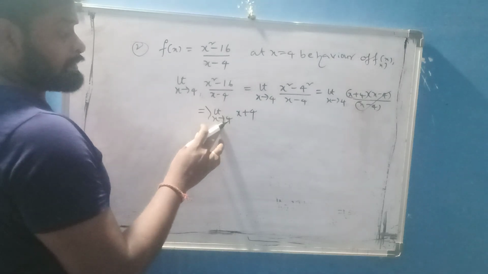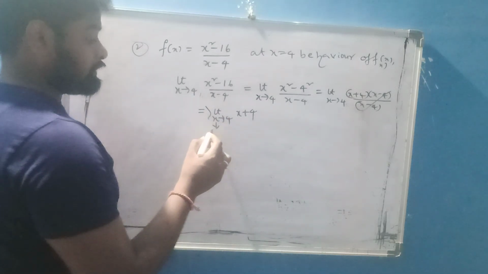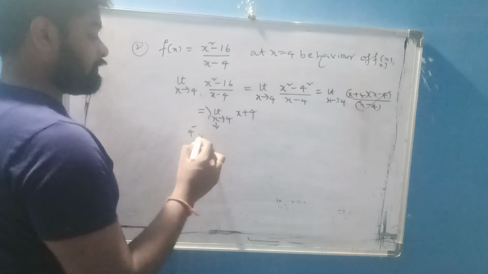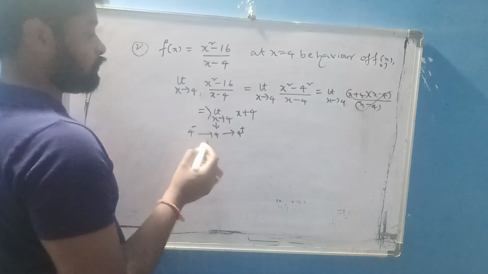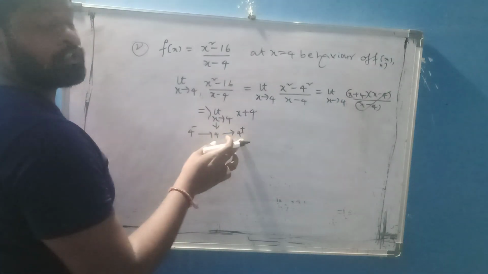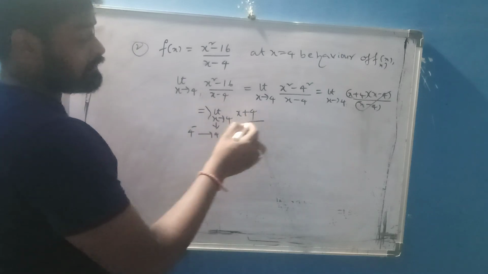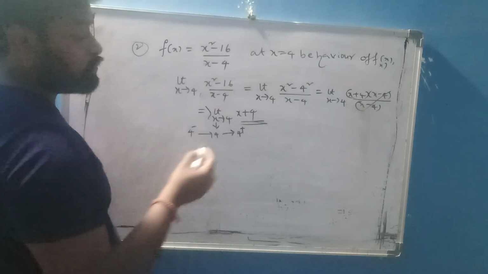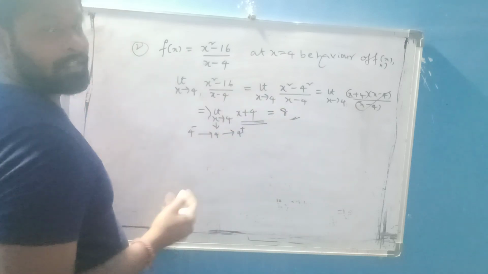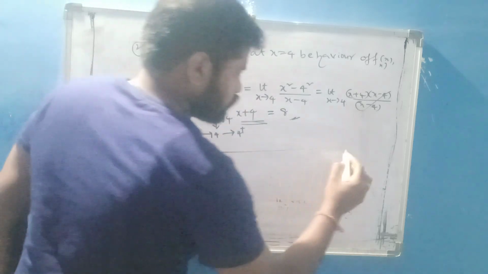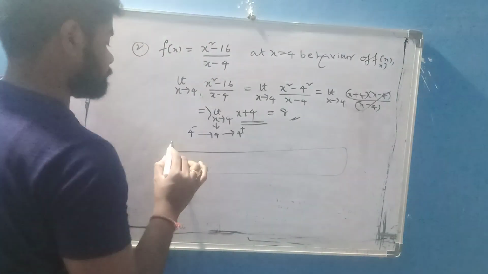Here at x equal to 4, we are taking neighborhood points. That is, 4 minus is the left neighborhood of 4, and 4 plus is the right neighborhood of 4. This is the left hand neighborhood, this is the right hand neighborhood. At 4 minus and at 4 plus, what is the value of this function? Actually, by direct substitution of 4, we get 4 plus 4, that is 8. Is that correct or not? With respect to neighborhoods, you can check.